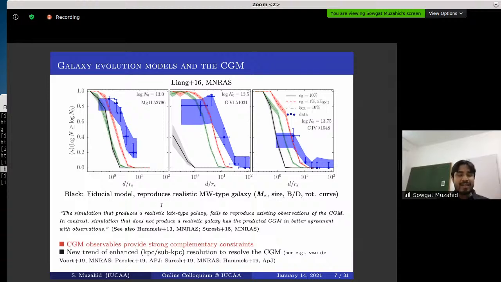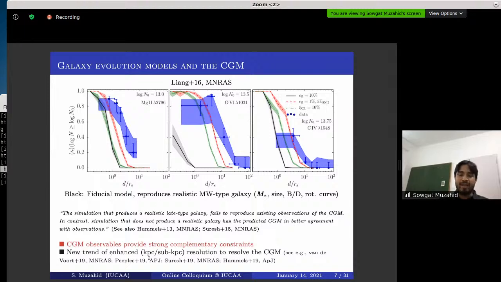And people realize that this is a really interesting challenge, and now there is a trend to put more resolution into resolving the circumgalactic medium better, because earlier simulators used to use most of the resolution to resolve the galaxy disk, but now they are doing the reverse experiment. For example, now there are simulations available with kiloparsec or even sub-kiloparsec scale resolution to better understand the circumgalactic medium. I'm not going into detail of those simulations. Of course, that's beyond my expertise, but it tells you that the circumgalactic medium has received significant attention from the astronomical community.